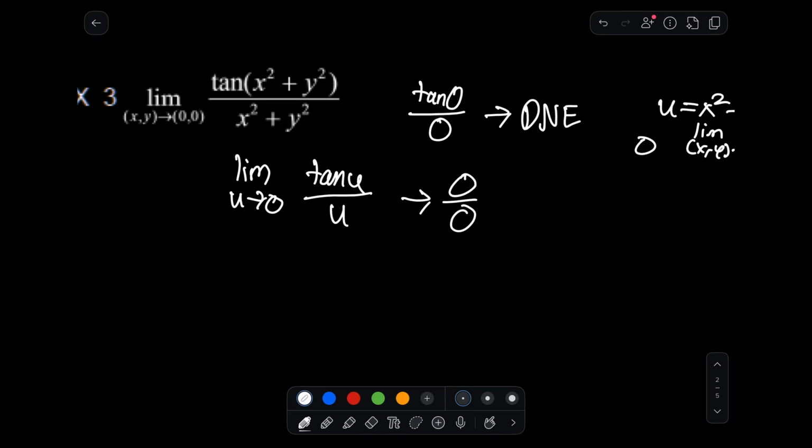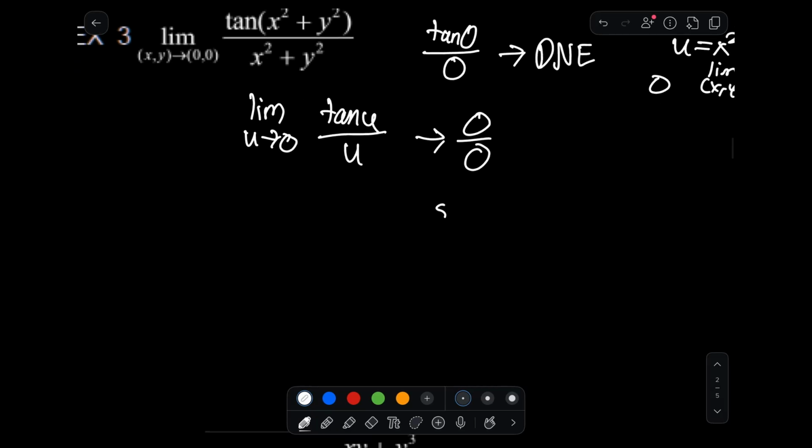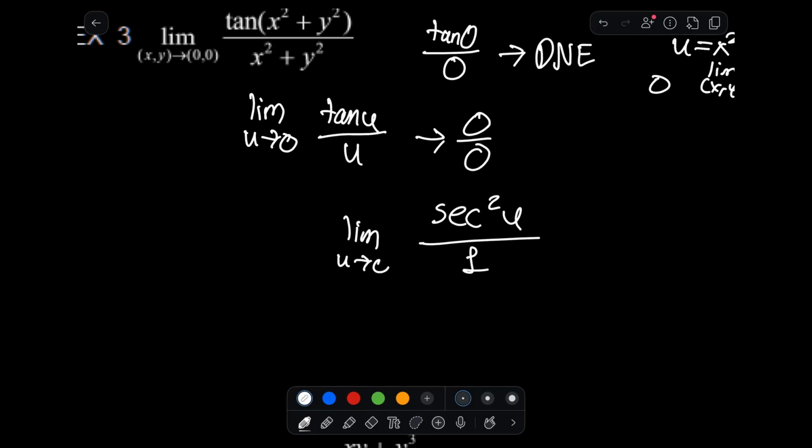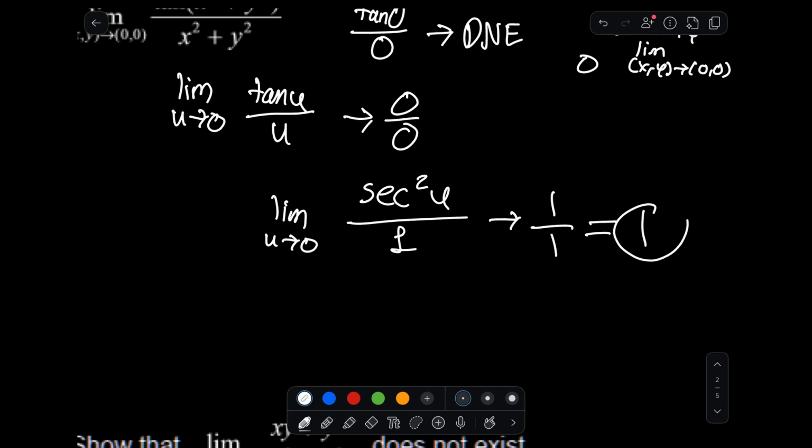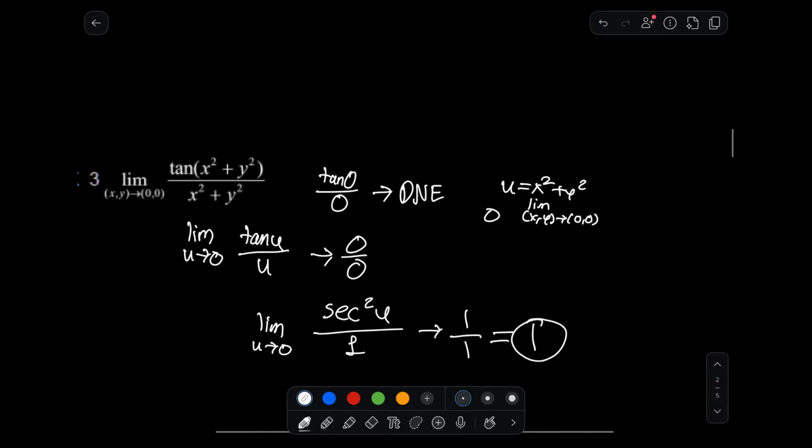But since we're in single variable now, and a single variable function, we can just use L'Hopital's rule. So we take the derivative of the top, which is secant squared u, derivative of the bottom, which is 1. The limit as u approaches 0, 1 over 1 is 1. That's kind of like a cool trick you can use. You could also use polars, but it'd be kind of tedious because you still have to do L'Hopital's rule.